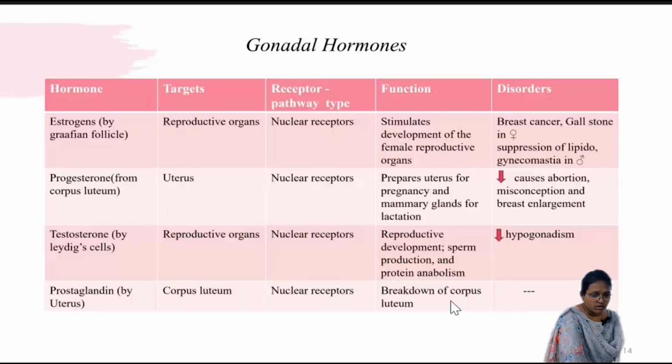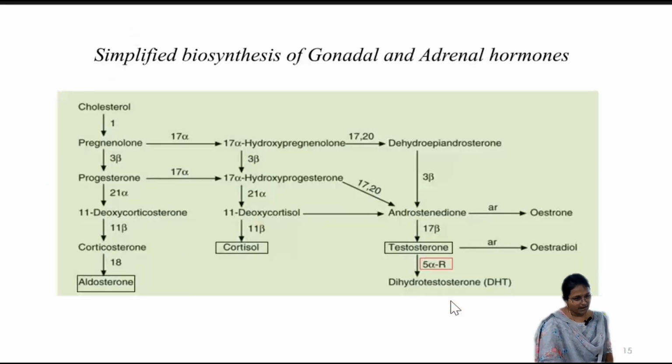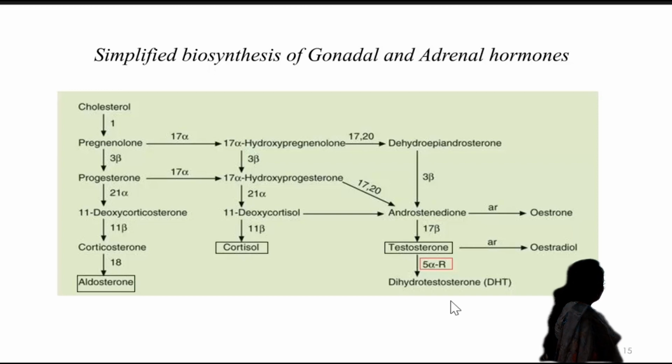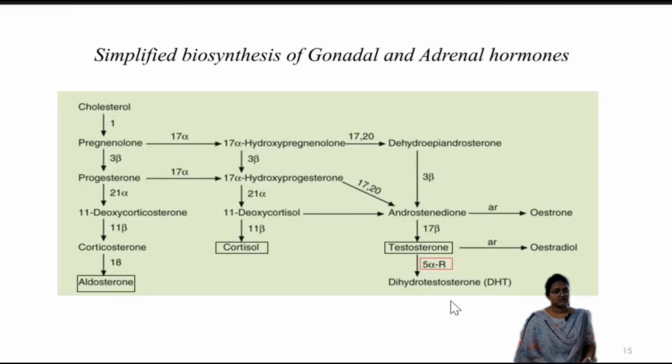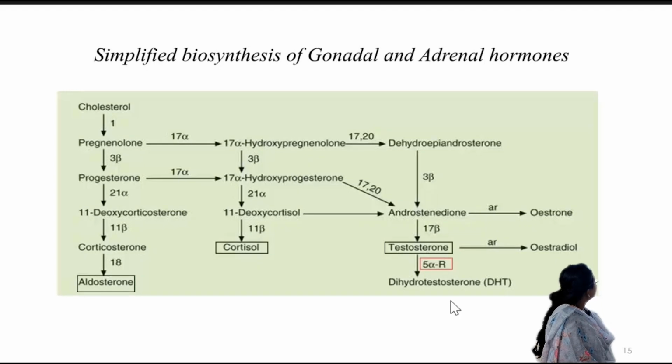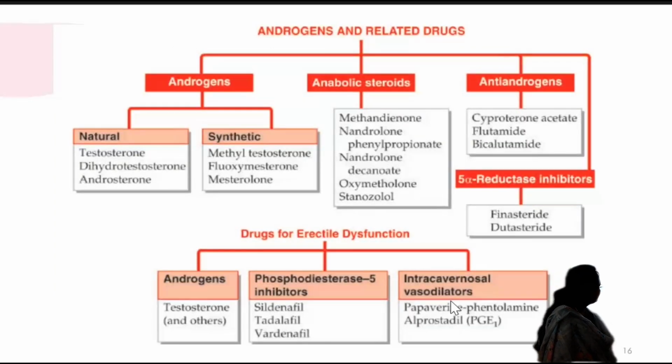Coming to the biosynthesis of gonadal and adrenal hormones, this is an interesting pathway. Here, the 5 alpha reductase, which is used for conversion of testosterone into dihydrotestosterone, is important, as well as the aldosterone and cortisols. Coming to the drugs which are similar to androgens and related drugs, you could go through the classification here, and the drugs used for erectile dysfunction too.